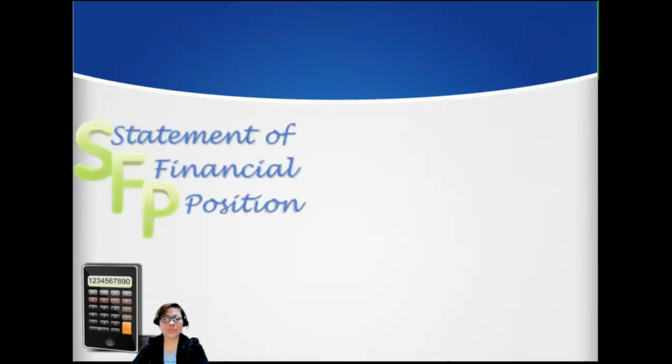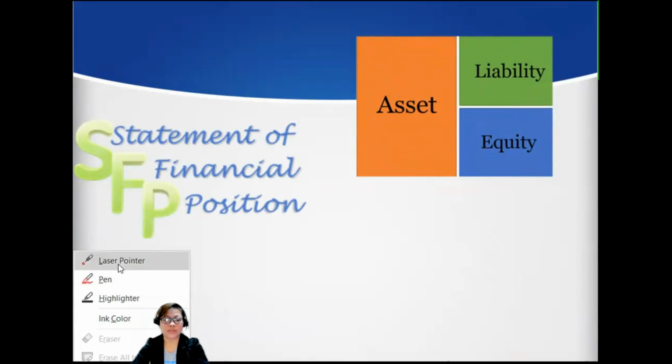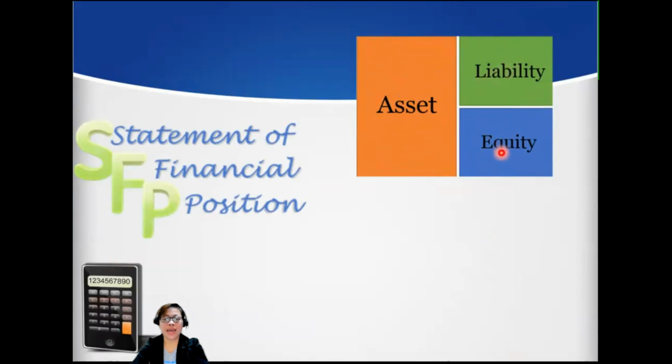The statement of financial position is also known as the balance sheet. It provides financial information about the firm's assets. When we say assets, those are the resources. Liabilities are the debts and obligations. Then we have equity, or owner's equity or capital. They are the residual claims of the owners at the end of the accounting period, which is normally one year. Those are the important parts of the statement of financial position.